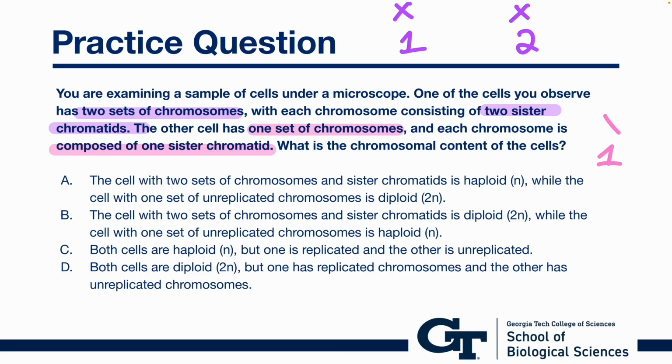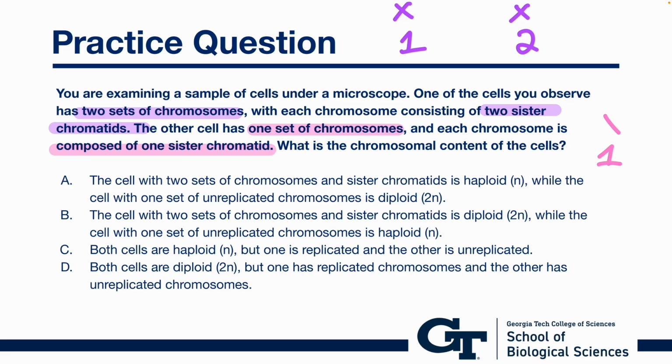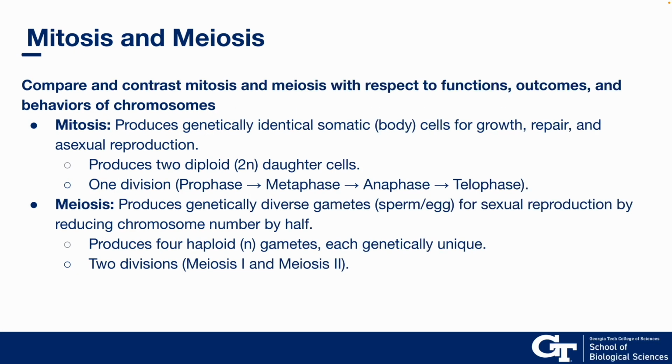Well, if we look at the first cell, we have two sets. So we know right off the bat, hey, it's diploid. But then we look and we say, hey, there's two sister chromatids in each chromosome. So we know that they've been replicated. What about in our second cell? Well, we have one set, so hey, that's haploid. And we only have one sister chromatid, so it's unreplicated. So we can just go ahead and choose the answer choice that matches with that. And that's going to be answer choice B. And again, they're going to ask you about this on the exam, so I know, just draw it out. That's the best advice I have for this type of question.